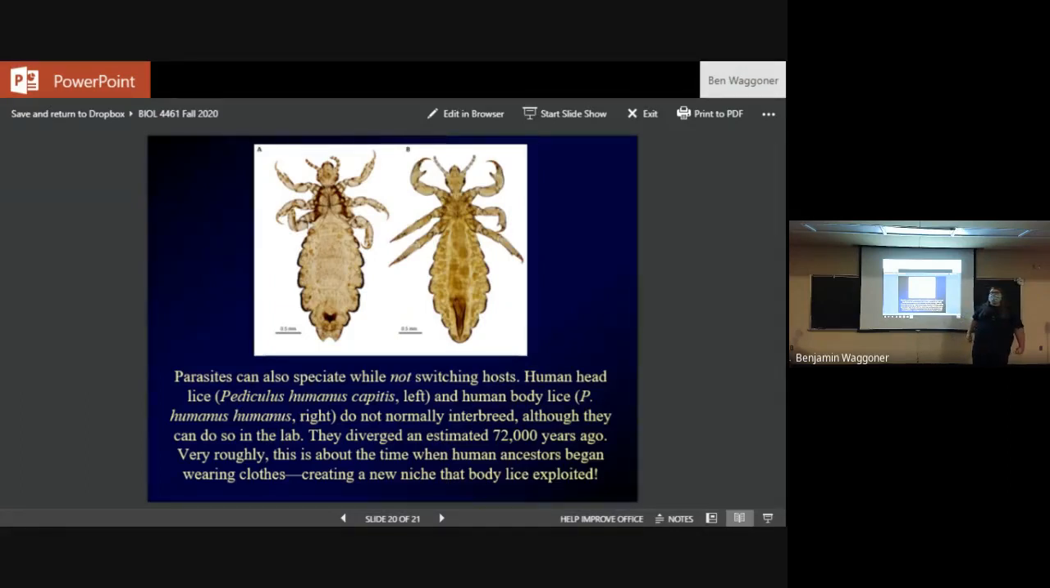And when we started walking around in mammoth skins going, I'm too sexy for my car, too sexy for my car. Old song, you probably have never heard it. And the lice said, hey, wow, new opportunity. And there we go. Okay, right.